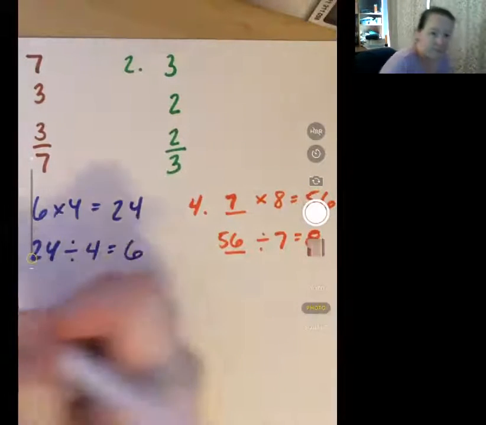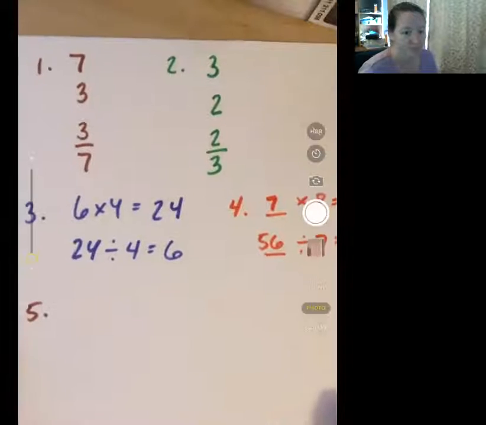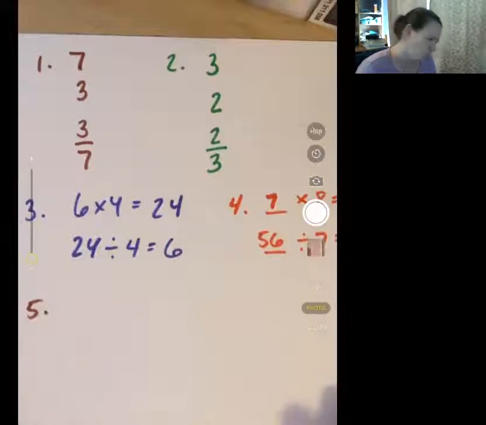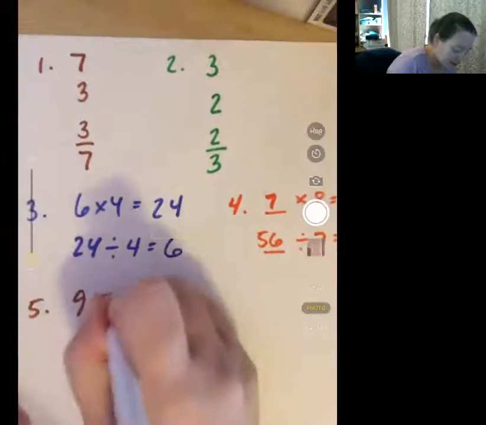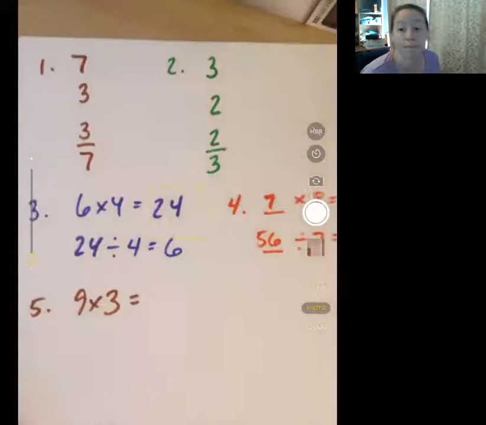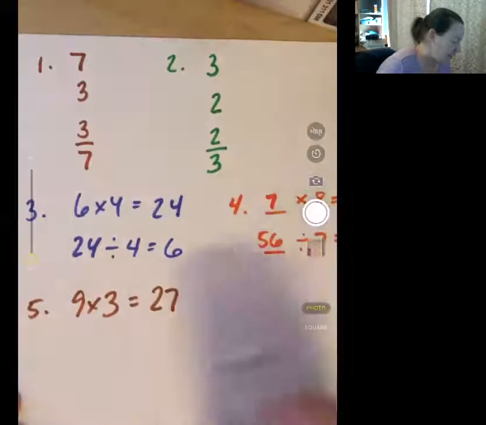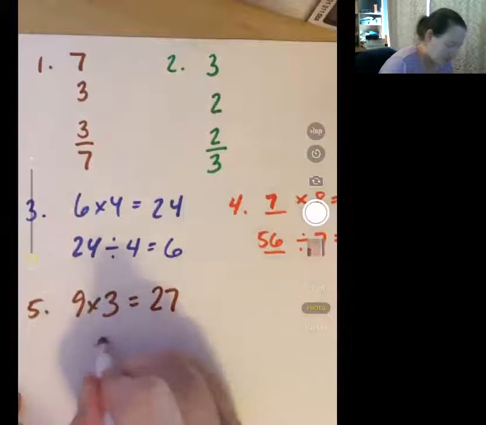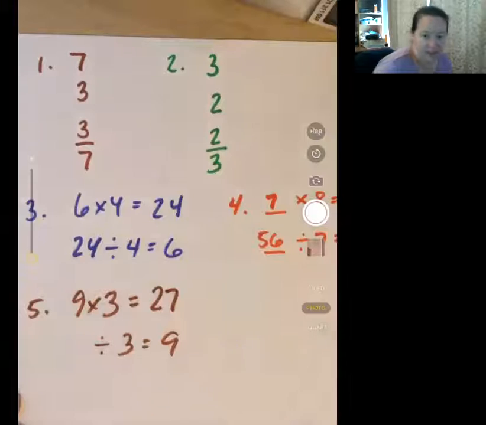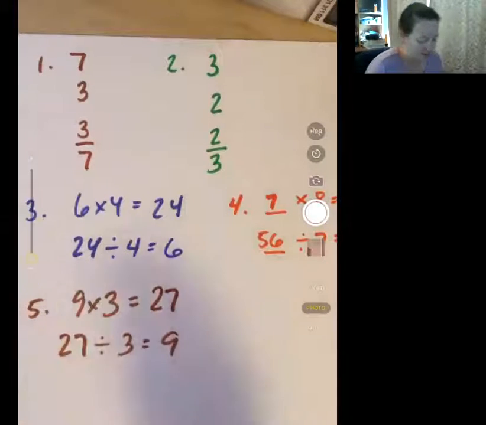Number 5. I think this might have ended up getting slightly lower. I might need to put another book underneath this. I'll do that for the next one. For right now, let's do this. 9 times 3 equals 27. Therefore, 27 divided by 3 equals 9.